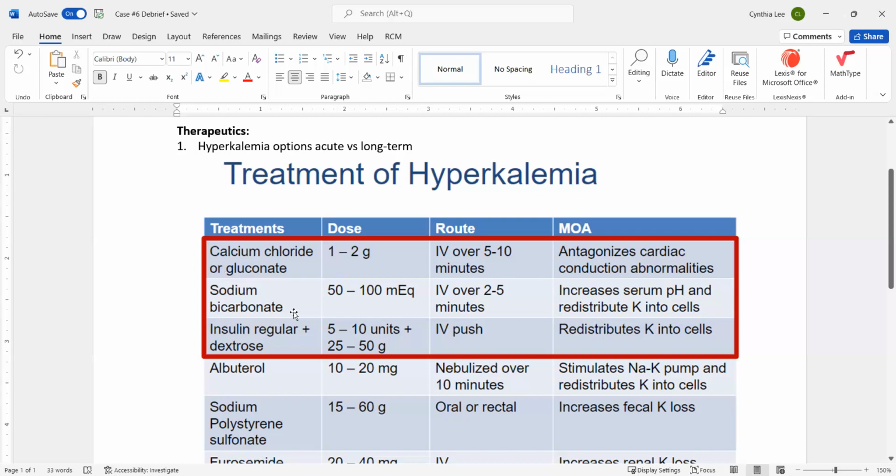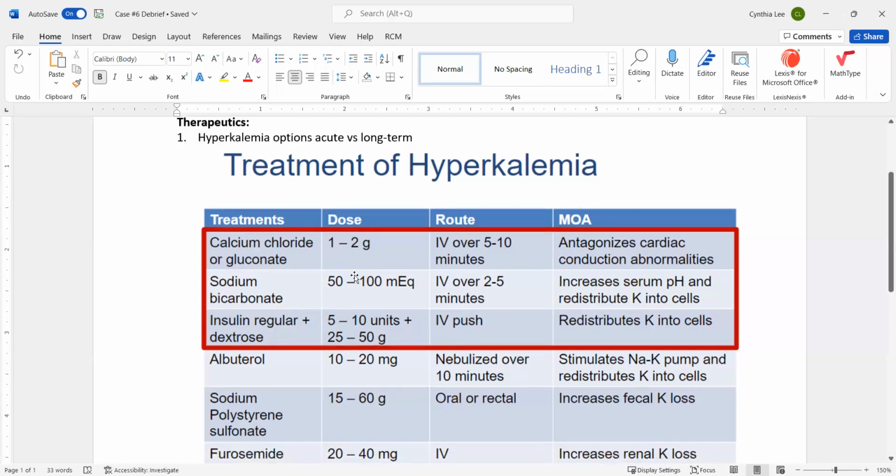Or sodium bicarb. You would typically see calcium chloride, less like gluconate. Chloride typically has a faster onset. You would typically see calcium chloride being administered because it doesn't have anything to do with the potassium movement or excretion of potassium. It helps to antagonize cardiac conduction abnormality, so it stabilizes the heart rhythm essentially. So those are the three emergency hyperkalemia treatments that you would typically see in the ACLS setting or cardiac arrest.